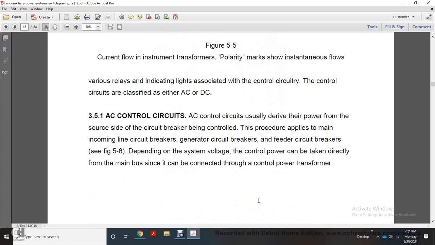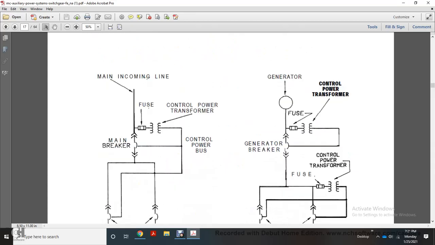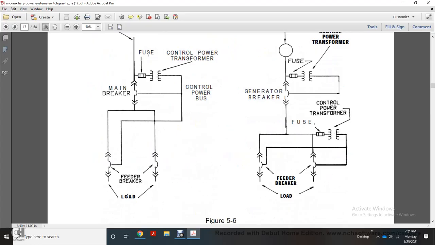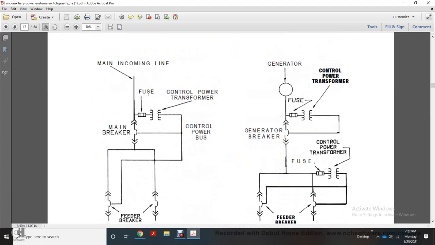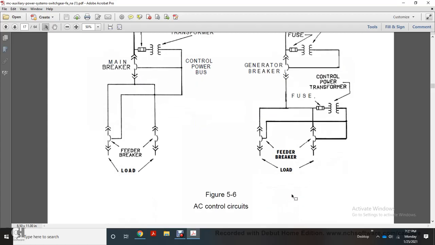AC control circuits. AC control circuits usually derive their power from the source side of the circuit breaker being controlled, such as the main incoming line circuit breaker, the generator circuit breaker, and the feeder circuit breakers. Depending on the system voltage, the control power can be taken directly from the main bus or connected through a control power transformer. This shows the main incoming line fuse, control power transformer, control power bus, main breaker, feeder breaker, and load. And then over here it shows the generator fuse, control power transformer, generator breaker, control power transformer, fuse, and feeder breaker, load.